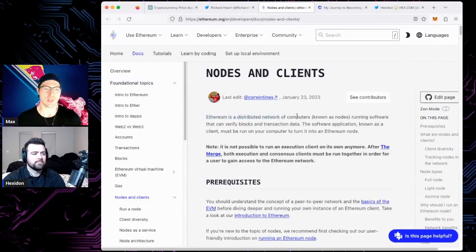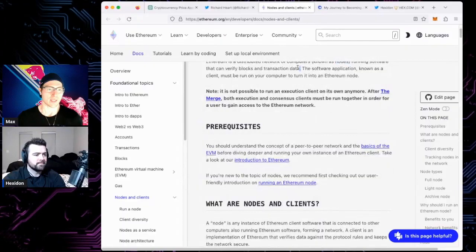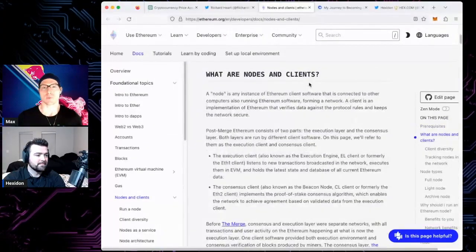So Ethereum is a distributed network of computers known as nodes. Most people are familiar with that. After the merge, one of the biggest things that happened was that instead of proof of work mining, instead of just having a client that mines transactions, you now have two different kinds of clients. You have execution and consensus layer clients, and they work together to keep track of the blockchain and validate transactions. You have the consensus part that does the validating of transactions, and you have the execution clients that keep track of the blockchain data.